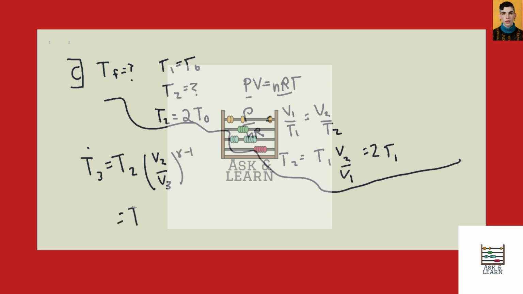So V3 is 2 times V2, because it's 4 V naught and 2 V naught. So then this becomes a half, and then gamma minus 1, from the formula on the last sheet, is R over CV. Wonderful. So that's your answer.